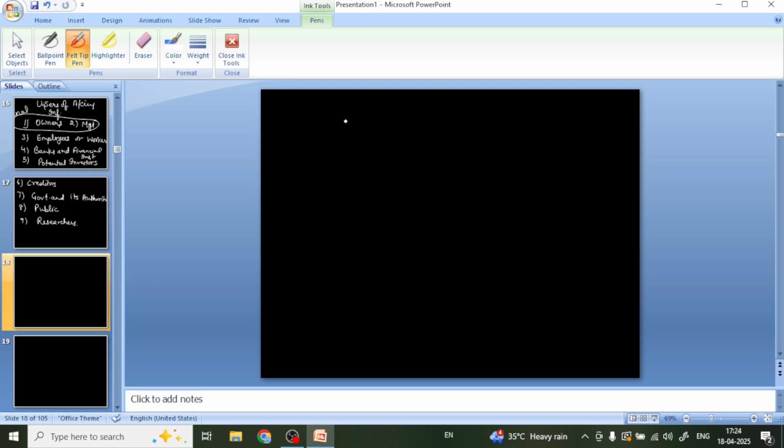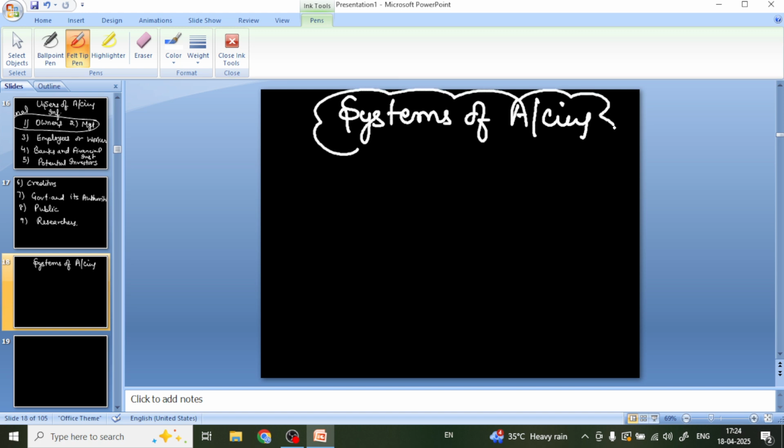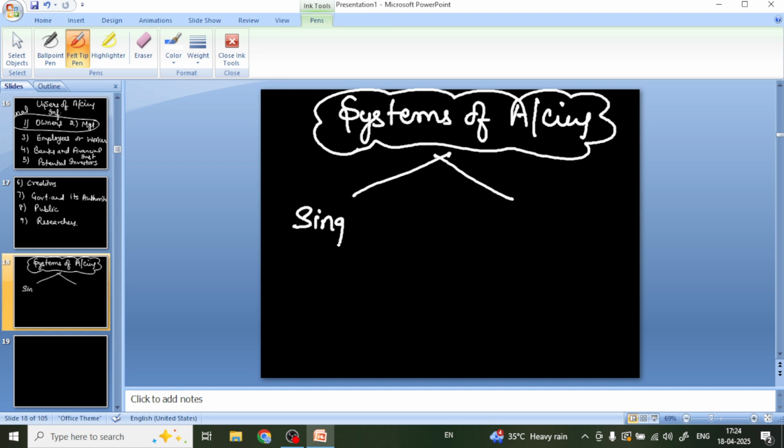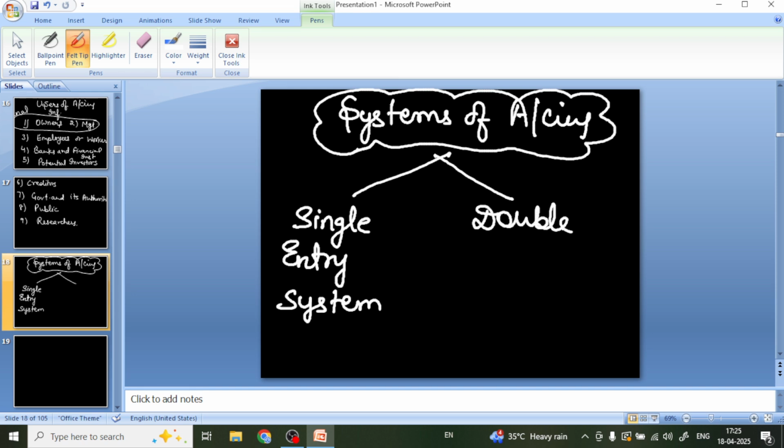Now, next is systems of accounting. There are two types of system of books of accounts. First is single entry system, and second type is double entry system. In single entry system, we can say accounts from incomplete records.